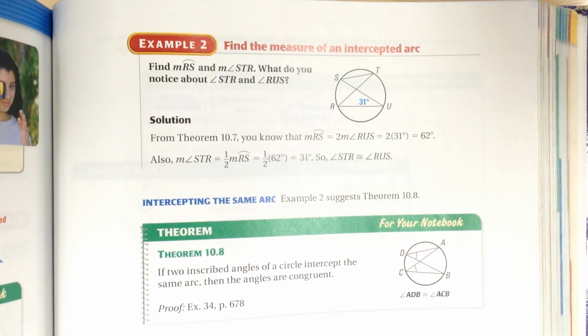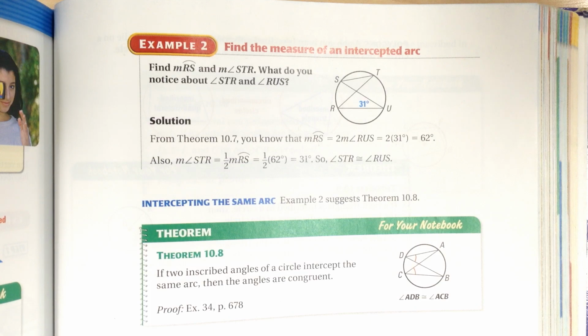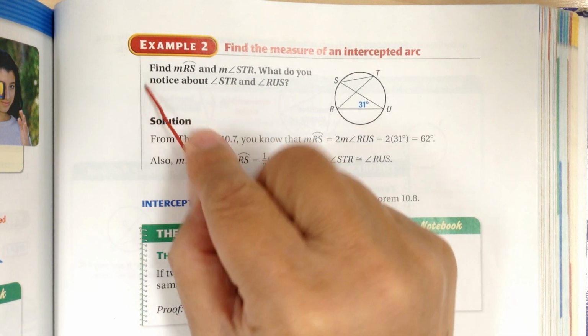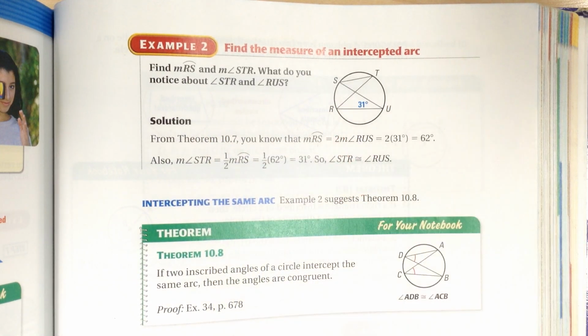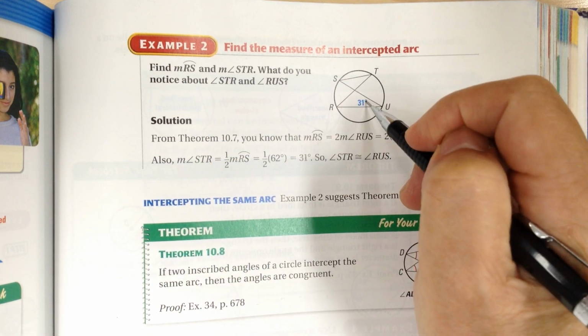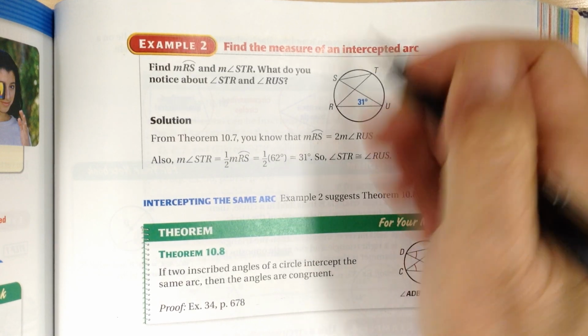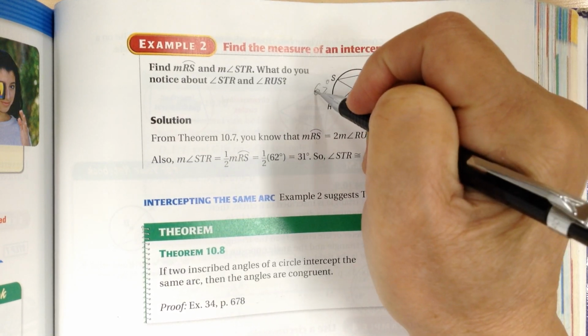Now let's go to page 673. It says find the measure of the arc RS. That one's very easy because this is 31 and this would be double, so this would be 62 degrees.